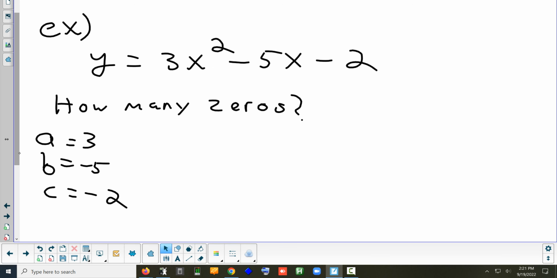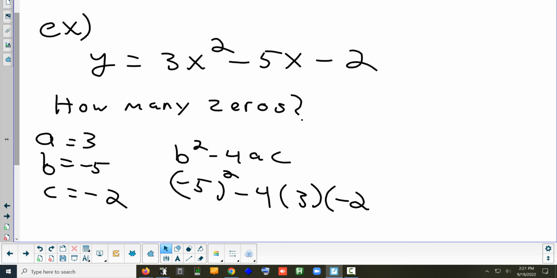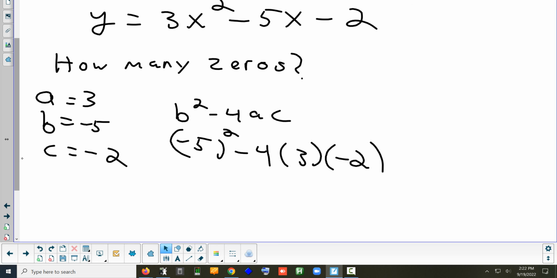All right. Let's figure out how many times it crosses. Hey, Ryan, what's the formula that I need to use? B squared minus 4ac. So negative 5 squared minus 4 times A times C. Jenna, what's negative 5 squared? 25. Good. Minus. Tyler, what's 4 times 3? 12. And what's 12 times negative 2?